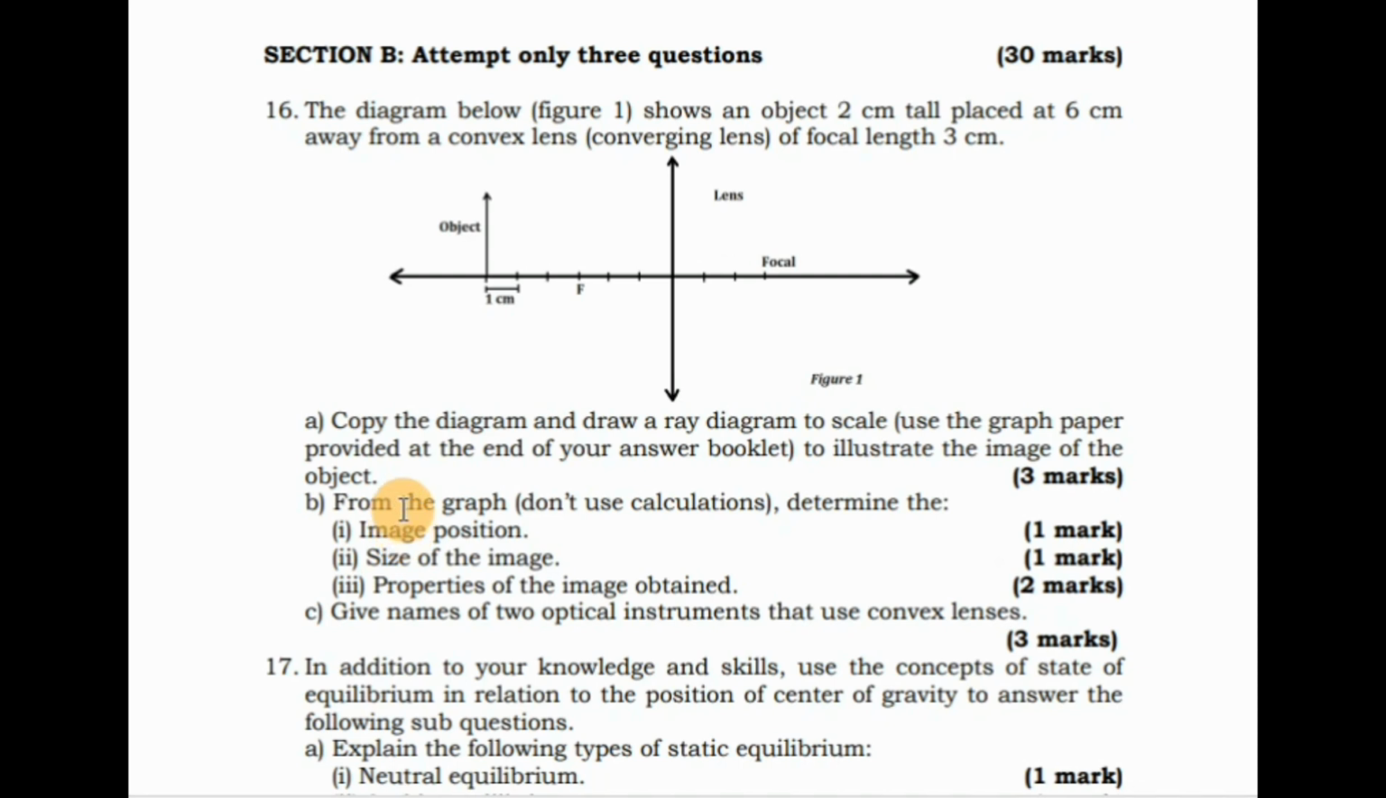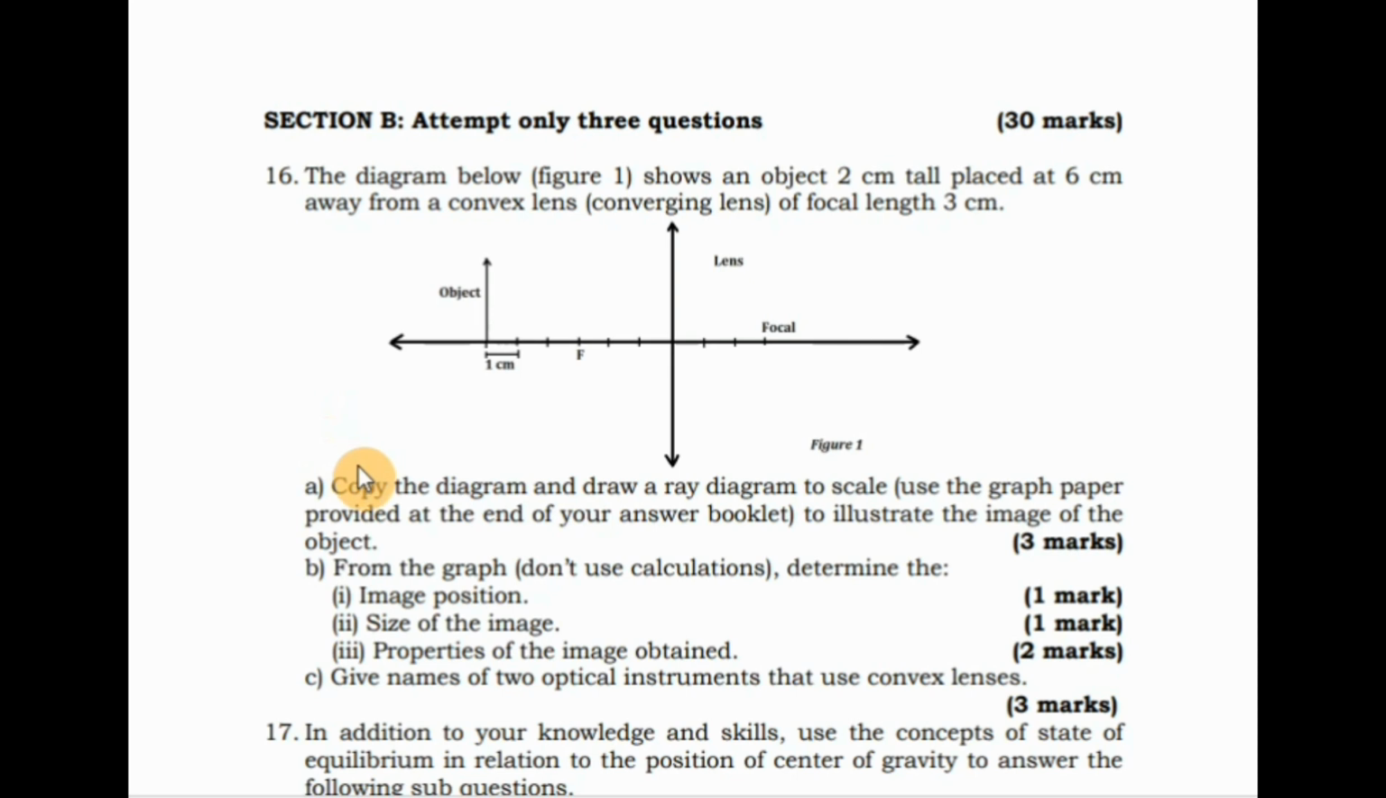Now B. From the graph, don't use a calculator, determine the I image position, II size of image, III property of the image obtained. Number C. Give names of 2 optical instruments that use lenses.